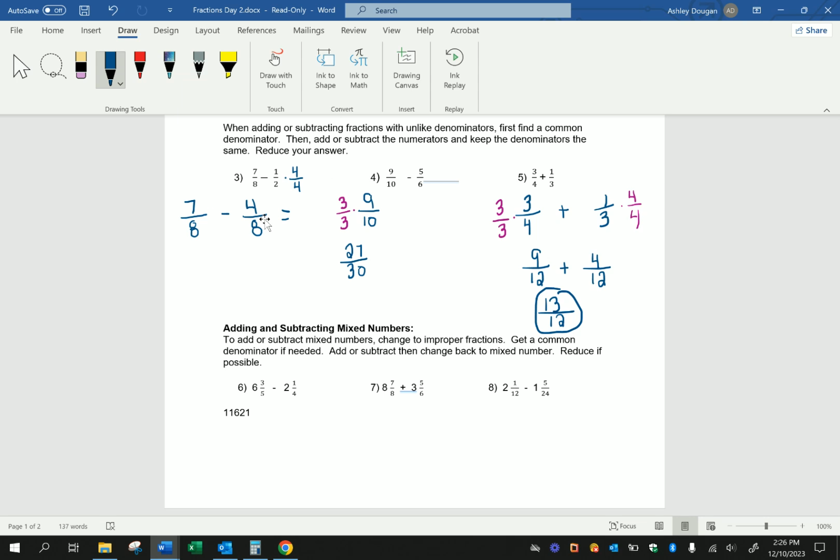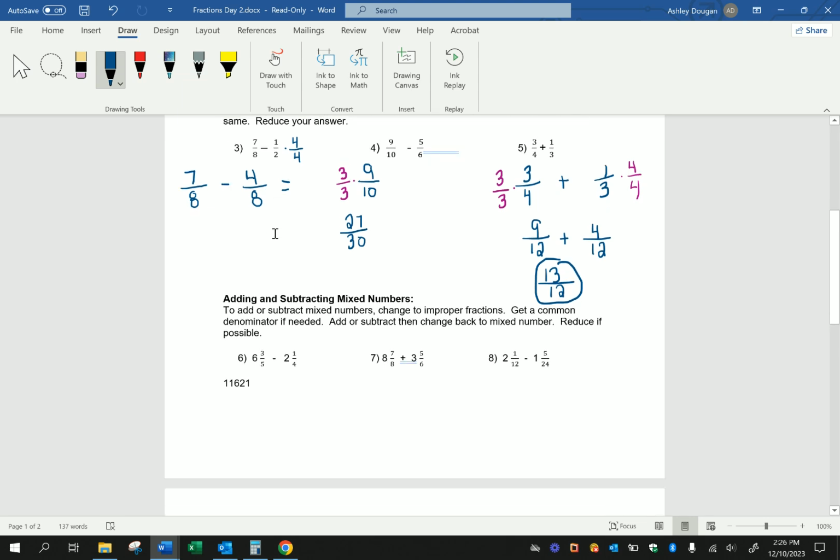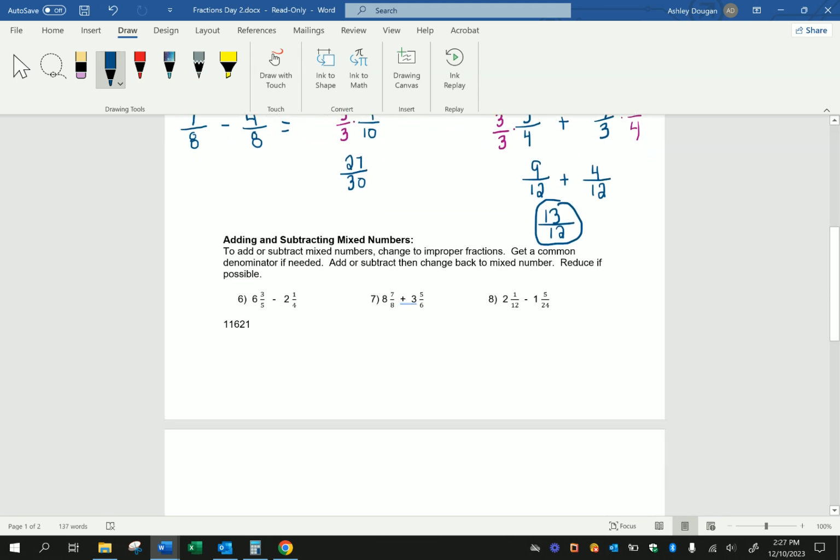All right. So that is adding and subtracting with just regular fractions. These next few examples are going to deal with mixed numbers.